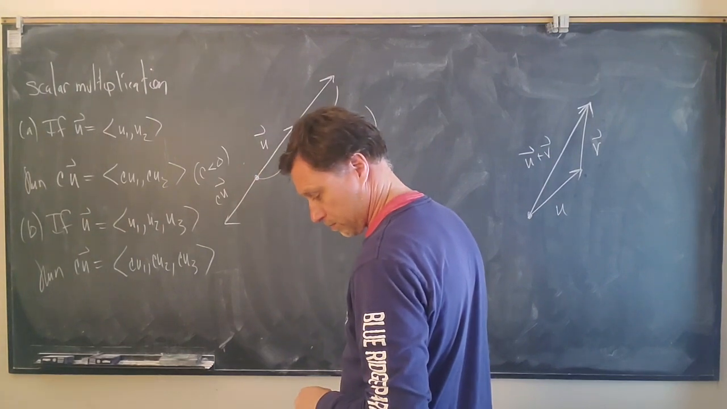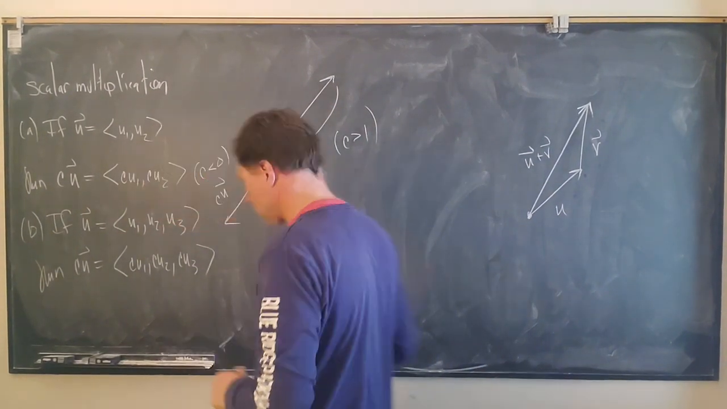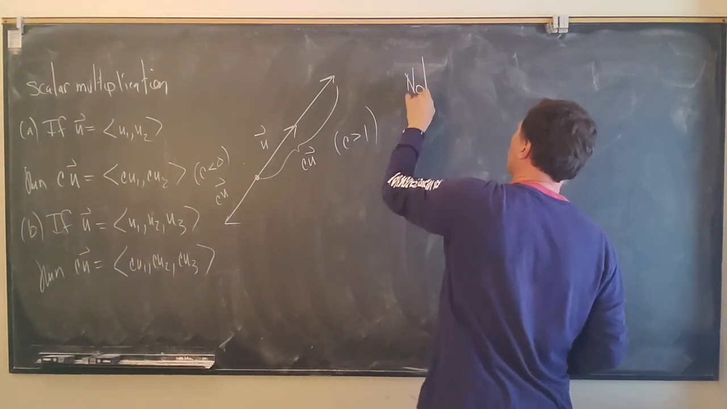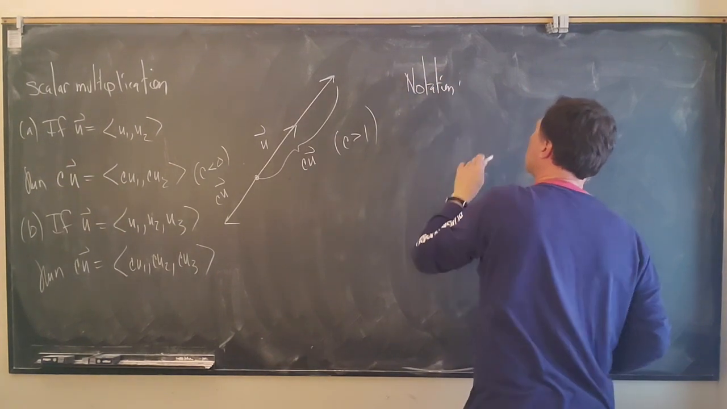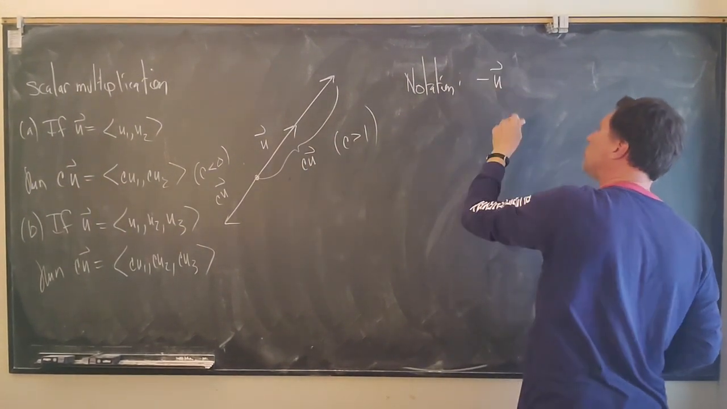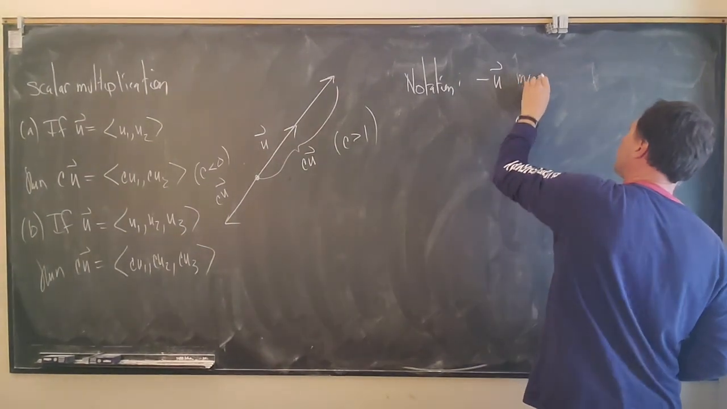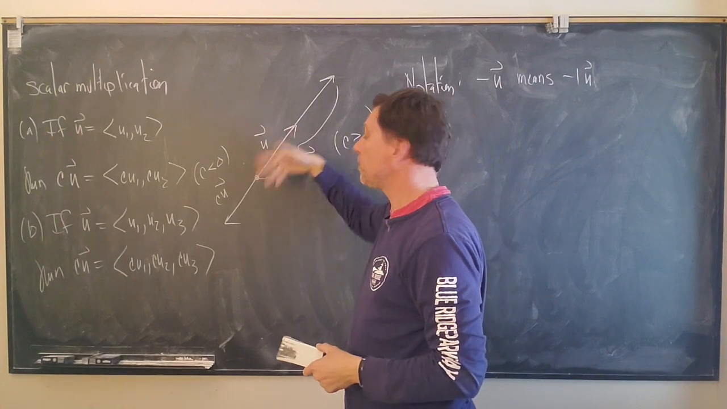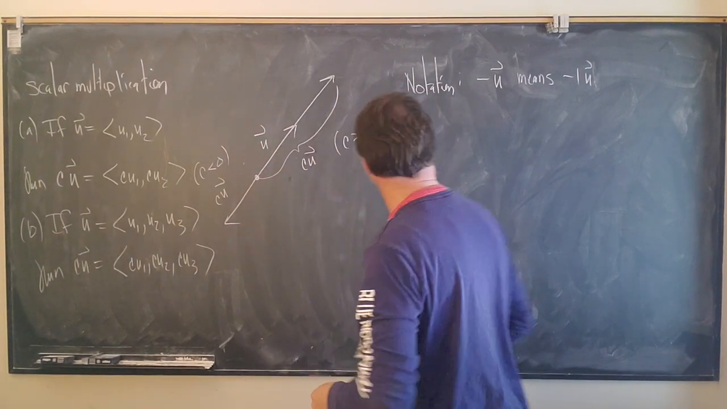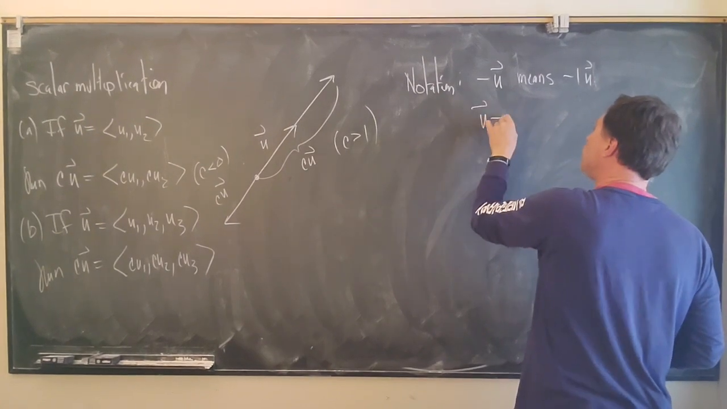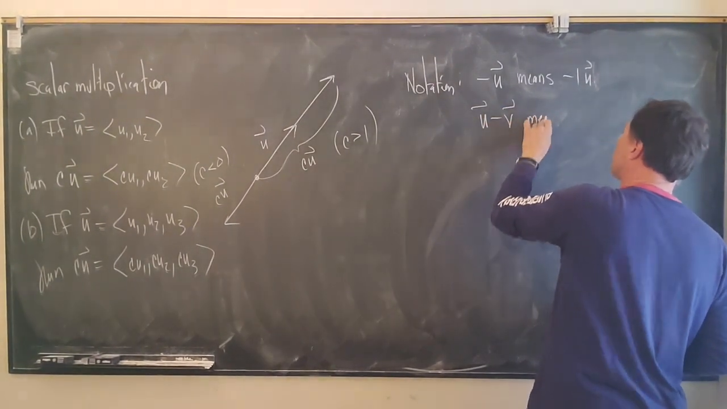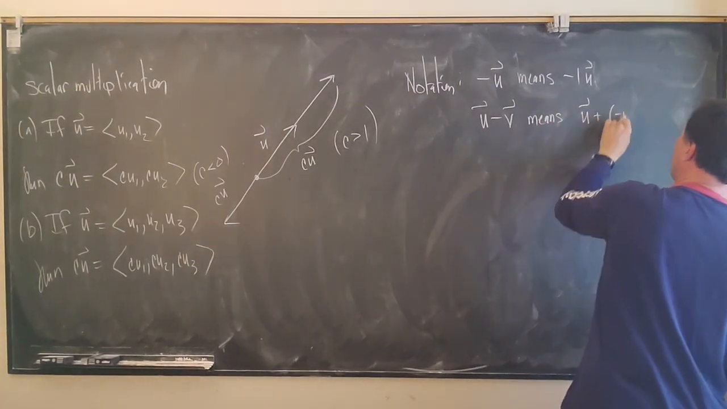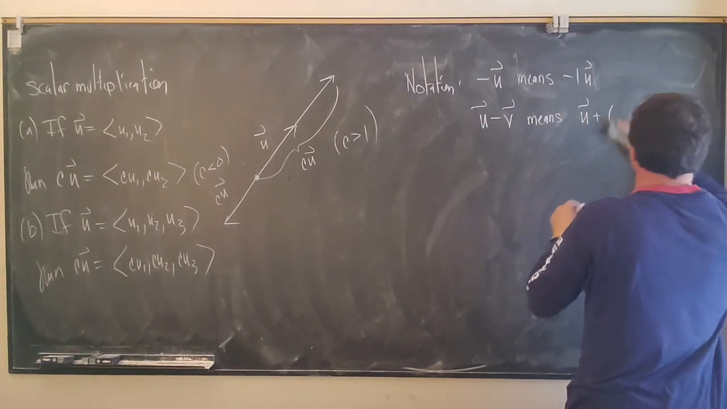A little bit of notation. If we write minus u, this means minus 1 times u. It's the vector that has exactly the same length as u, but is pointing in the opposite direction. And so then we can define u minus v. This means u plus the vector minus v.